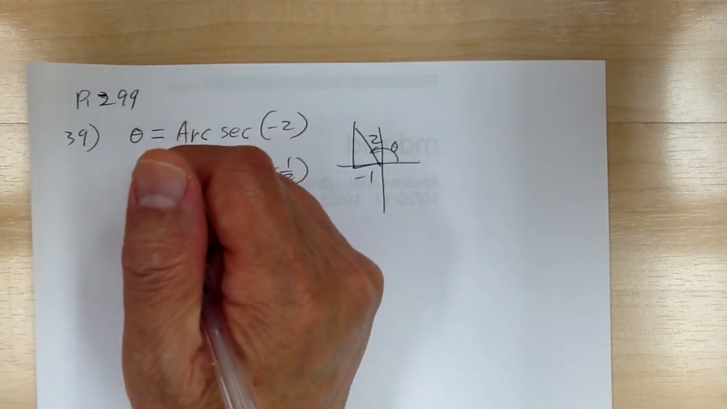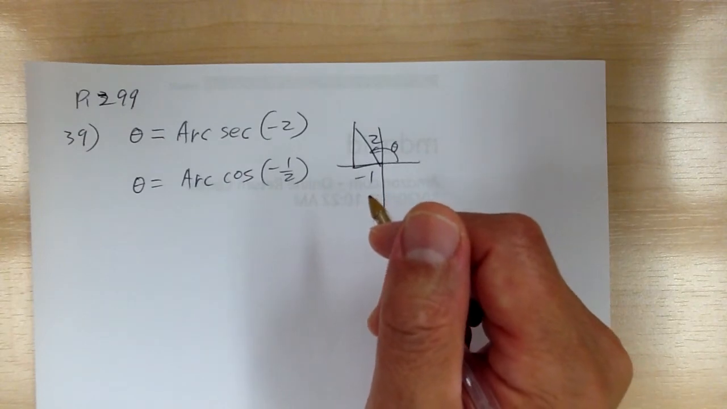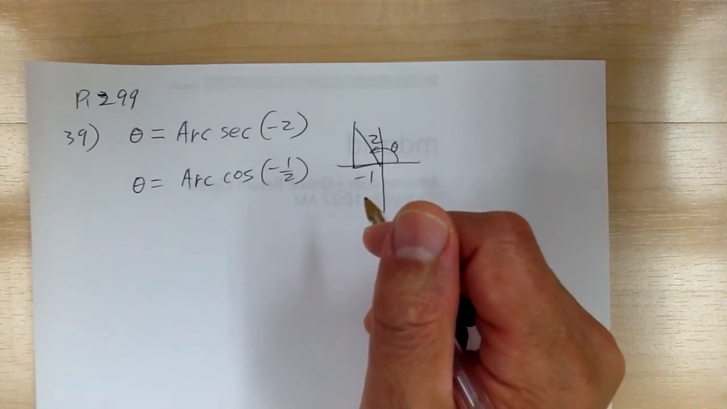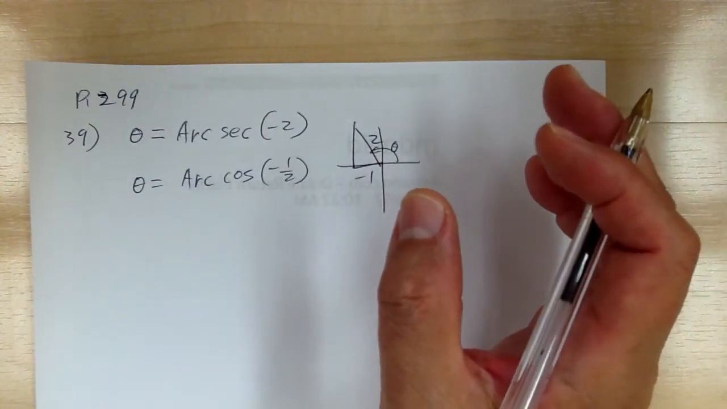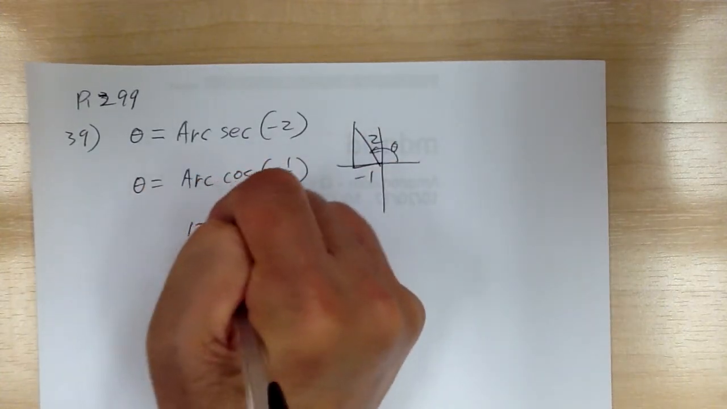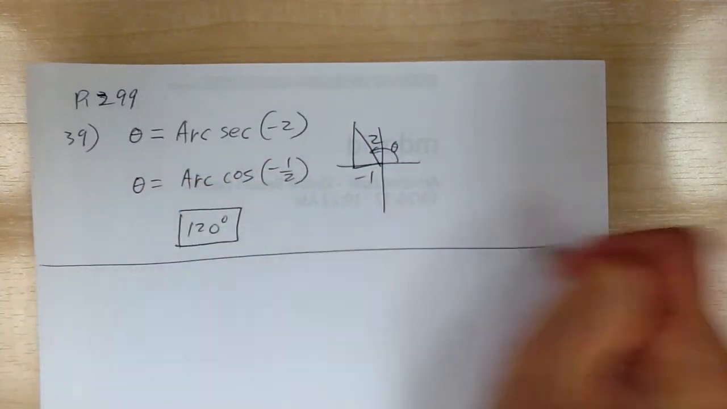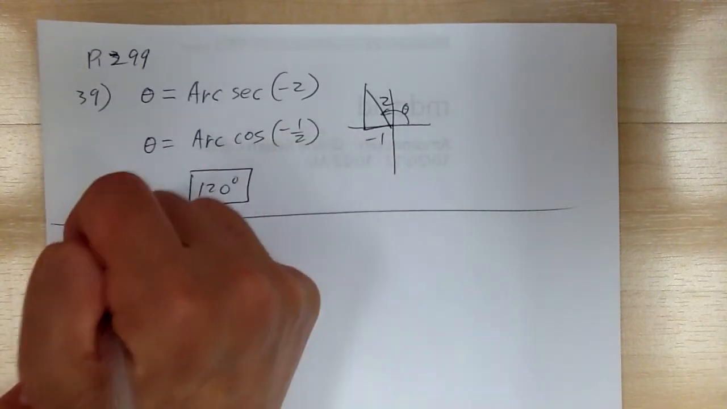Wait, this one says find exact degrees. Okay, notice number 1 through 27, it asks you for exact number, the real number. So when it asks you for real number, it's talking about radian. Over here, when talking about degree, then you use degree, right? So this is 120 degrees. So make sure you pay close attention to the instruction. Okay, pay attention to what they ask you to do.